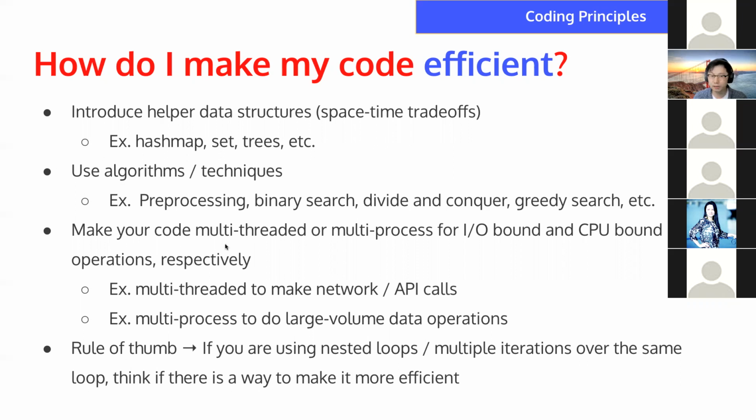But you could also think about making your code multi-threaded or multi-process for IO-bound and CPU-bound operations respectively, right? So what I mean by that is, for an IO-bound operation, which means your program is limited by the slowness of the input and output operations, you could make your code multi-threaded. So for example, for API calls and network calls, you can make your code multi-threaded to run multiple calls at the same time.